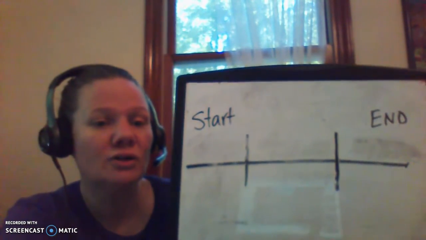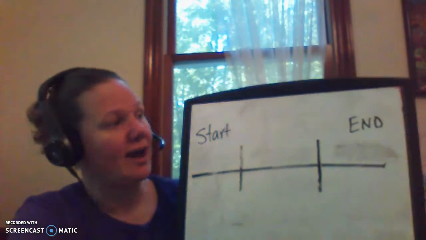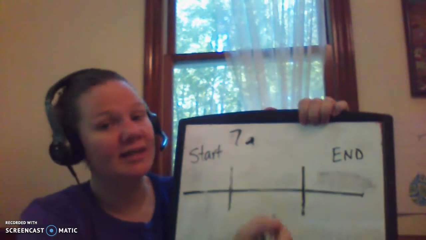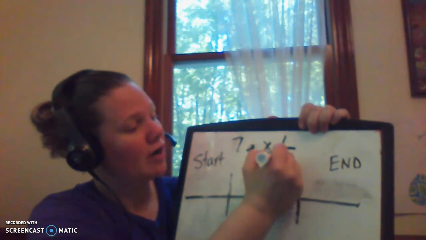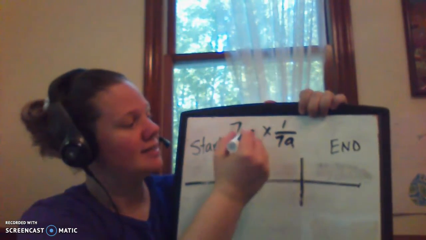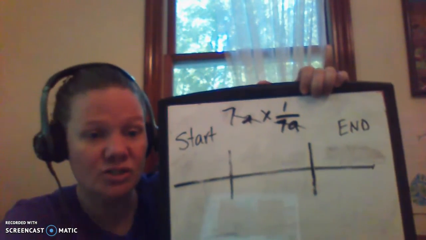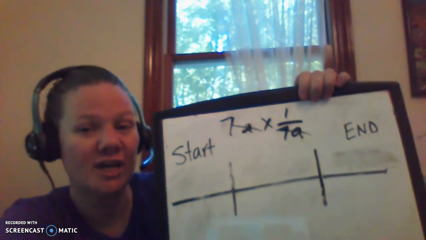So step number 2, you're going to line up the conversion factors so that the units cancel out. What you might see in math is something like this: 7a times 1 over 7a, right? So we know that the a's and the 7 are going to cancel each other out. That's all that you're doing. You multiply the top numbers and then you divide by the bottom numbers to check to see if the units cancel.